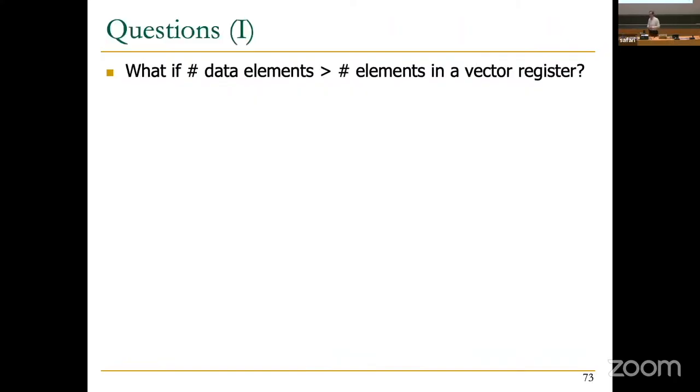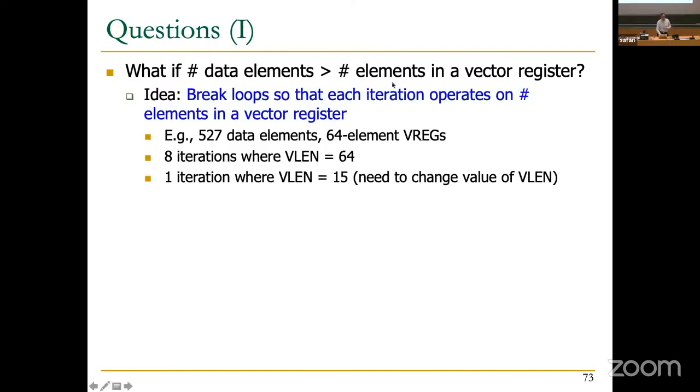Now let's tackle some questions that make programming a bit harder also. What if the number of data elements is greater than the number of elements in a vector register? This is relatively easy. You need to break the loop such that each iteration operates on the number of elements in a vector register. For example, if you have 512 data elements that you're operating on, and you have 64 element vector registers, you basically need to have a loop of the code that we showed. You need to have 8 iterations where vector length is 64, and you need to have 1 iteration where vector length is 15. Now, the downside is these 8 iterations where vector length is 64 is nice because you don't need to change the vector length.